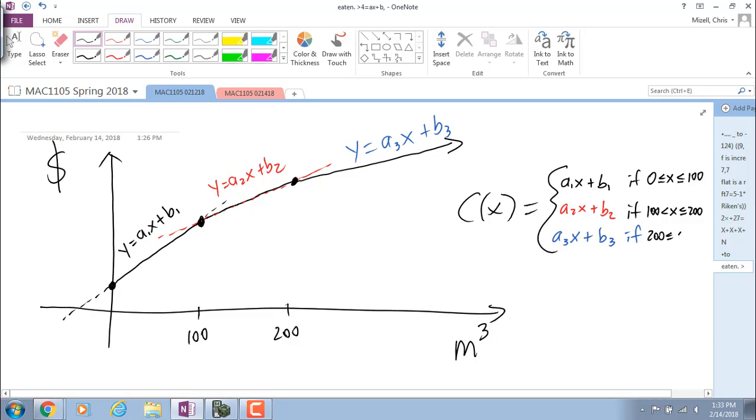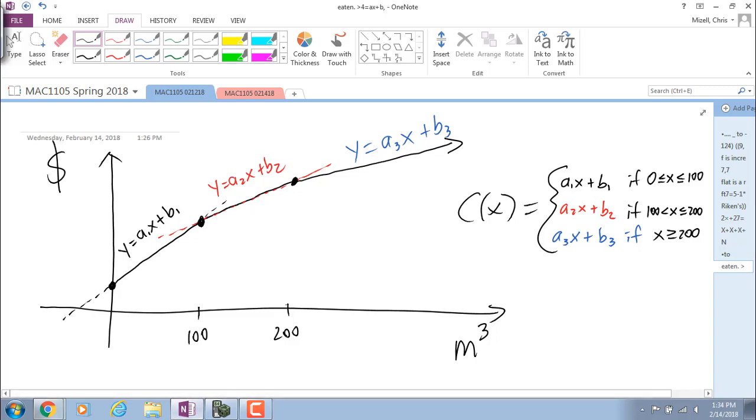If 200 is less than or equal to x, and really, I might even say if x is greater than or equal to 200, because there's no upper bound for that one. That'd be an example of a very useful application of a piecewise defined function. We need different algebraic expressions to define the function for different portions of the domain.